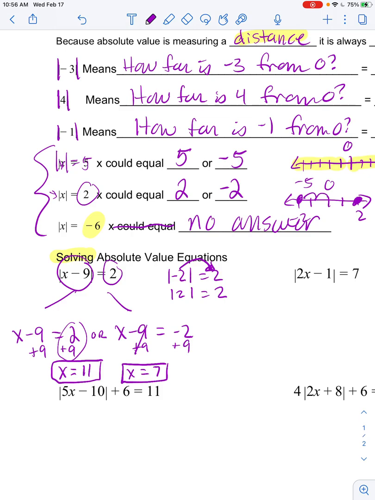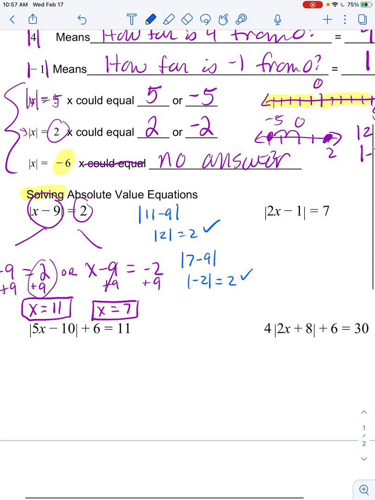Now, if you get all confused like I clearly just did, this is solving. So keep in mind that you can always go back and check your answers. I could try my 11 and say, well, that would be the absolute value of 2, which would indeed come out to be 2. Then I can check my other possibility, 7. 7 minus 9 would be a negative 2, but the absolute value of that would come out to be a 2 as well. So if you made a little mistake like me, you could catch it by checking your answers.